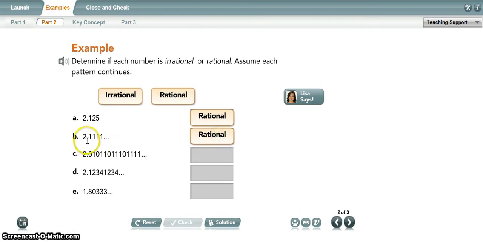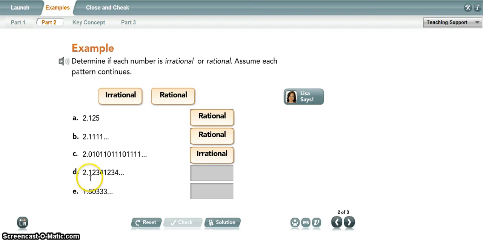So, example B, 2 and 1/10 repeating would also be rational. Let's take a look at C. This is that example that we just went over. 2.01, 011, 0111, 011111. It doesn't have a continuous pattern, so that one's going to be irrational.